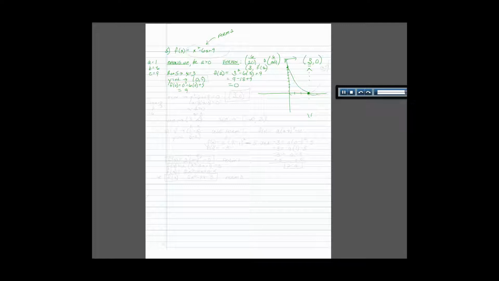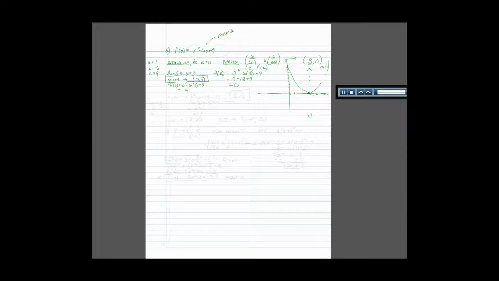So if I go over 1, 2, 3, and then go up 9, which is off my paper, I also know that that point's going to be there, the point (6, 9). That's kind of a quick way to do that, using that axis of symmetry, okay? But we still have to find the x-intercept.